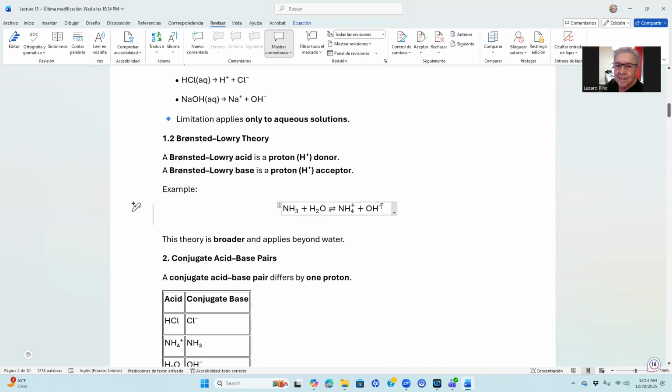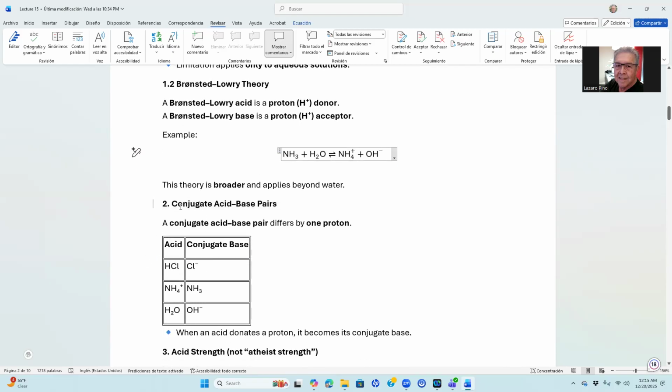But if you go to the products, you can see that the ammonium ion releases a proton to the hydroxide anion. So this is the acid, but as it is in the part of the products, we say that this is the conjugate acid. And the acceptor is the conjugate base. Then this theory is broader and applies beyond water.